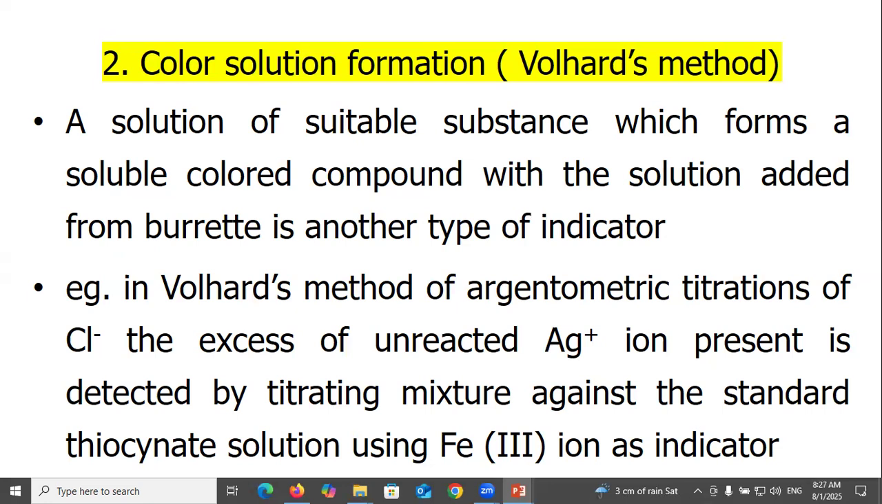Color solution formation, Volhard's method. A solution of a suitable substance which forms a soluble colored compound with the solution added from the burette is another type of indicator. For example, in Volhard's method of argentometric titration of chloride, the excess of unreacted silver ion present is detected by titrating the mixture against the standard thiocyanate using ferric ion.